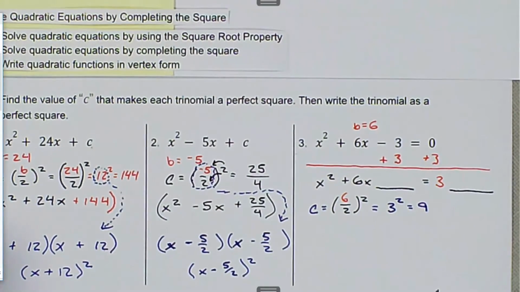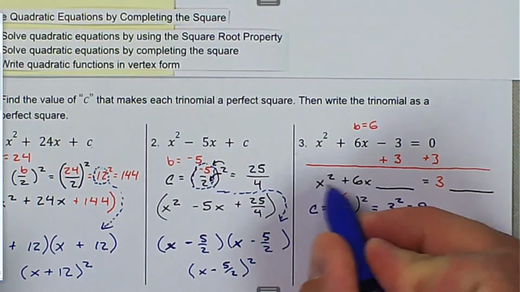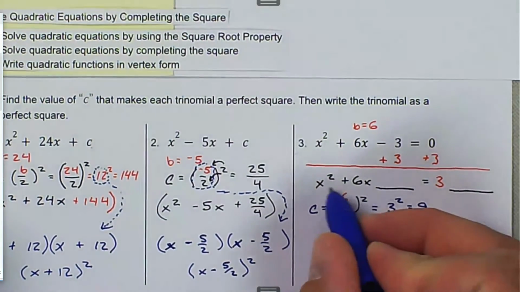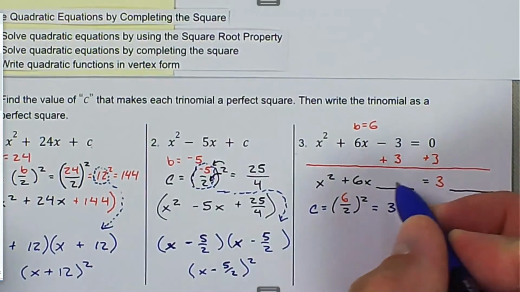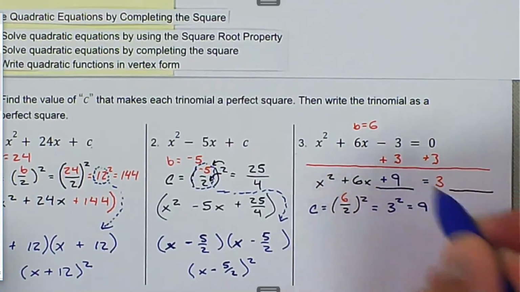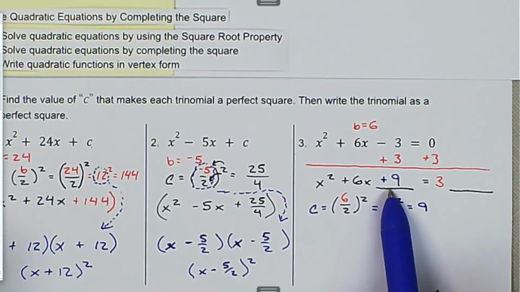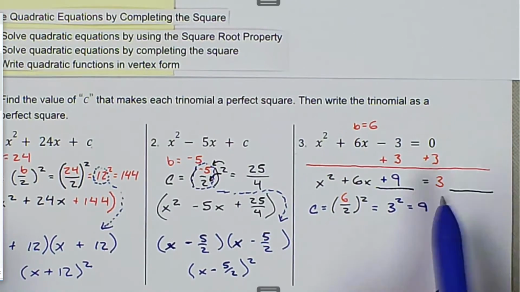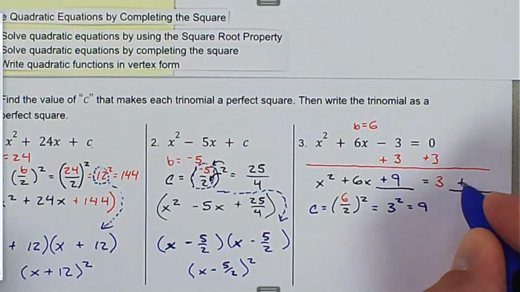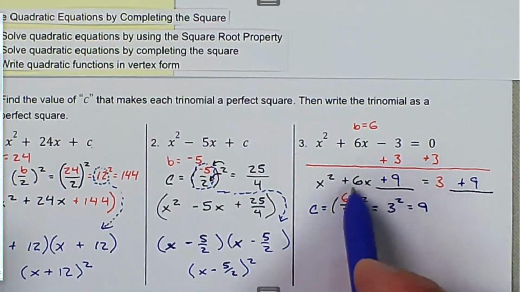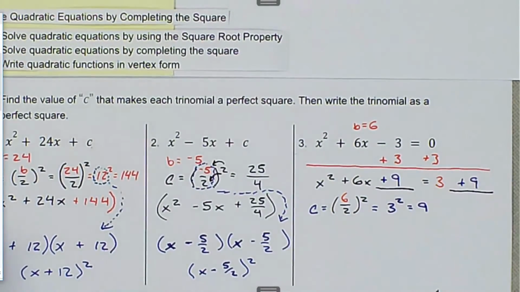So the equation means that both sides of the equation need to remain balanced. And so we want to make this left side a perfect square. The thing that's going to make this a perfect square is if we add 9. If we add 9 to the left side, in order to make sure that this equation stays balanced, we also have to add 9 to the right.